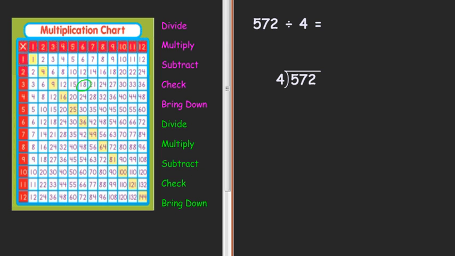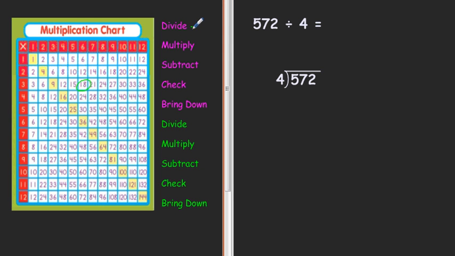All right, so let's try another problem. So the next problem I'm going to look at is 572 divided by 4. 572 is my dividend, so it goes under the house. And 4 is my divisor, so it goes here. I am looking for my quotient, which will go on top of the house. So first thing I'm going to do is I'm going to look at my multiples of 4. So I have all my multiples of 4 right here. So that's ready. So now my first step is divide.